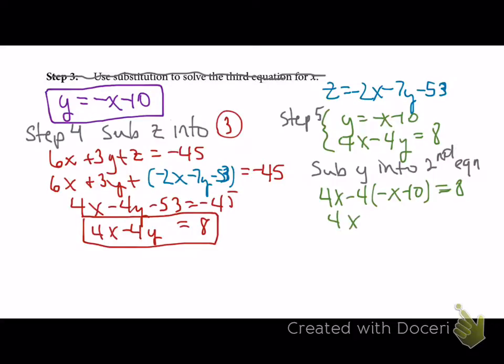So negative 4 times the negative x is 4x. And the negative 4 times the negative 10 is 40. Like terms, your 4x plus 4x is 8x. Move your 40 over. That would give you what? Negative 32. So x is negative 4. Very good. All right, we've got one.